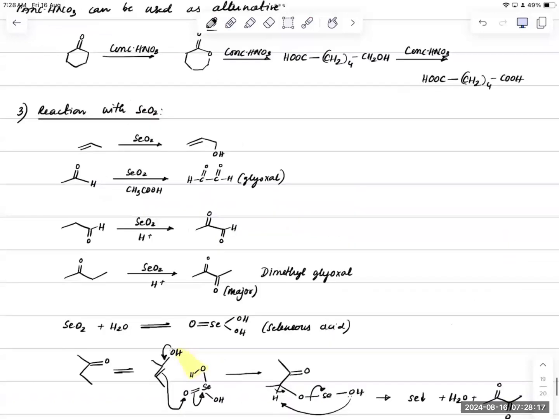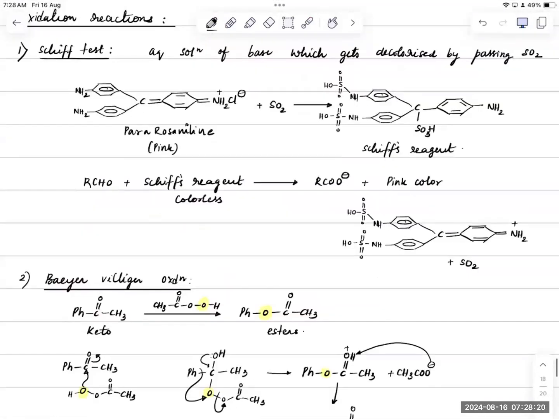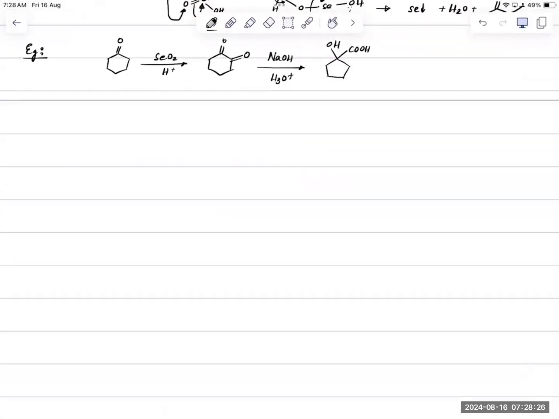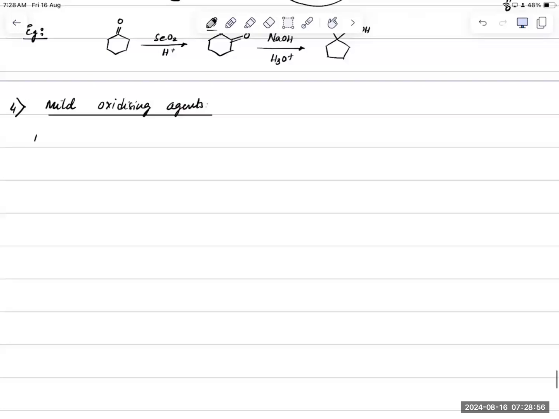Done. Now, these three are individual reactions, everybody: whatever we discussed, Schiff base, Baeyer-Villiger, as well as SeO2. These are individual oxidations. Now we'll see them as part of a group. Within the group, we have two groups. One is mild oxidizing agents, the other is strong oxidizing agents. So first is the fourth reaction, mild oxidizing agents. There are three mild oxidizing agents we need to deal with: Tollens, Fehling's, and Benedict's. Got it?